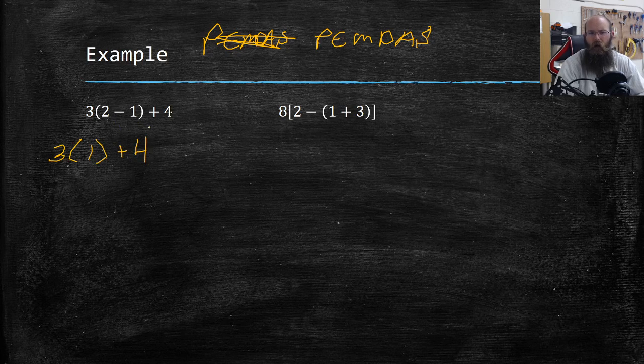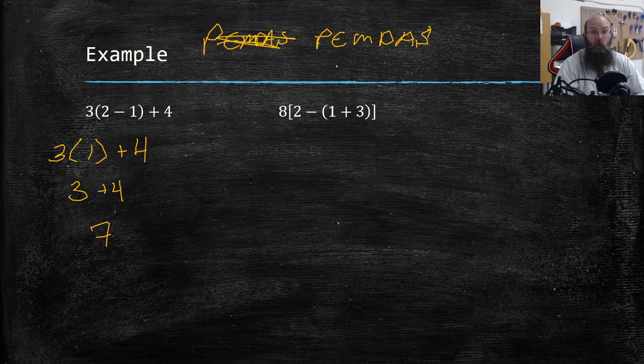Exponents, none. We won't have any of those for a little while. Then we have to multiply. There's no multiplication symbol between this 3 and the 1, but it is multiplication. I do have to multiply this 3 and 1. And 3 times 1 gets me 3. I keep working my way down the list. I'm always going to check the P first. None, no exponents, no multiplication, no division, no, oh, there is adding. 4 plus 3 gets me 7.